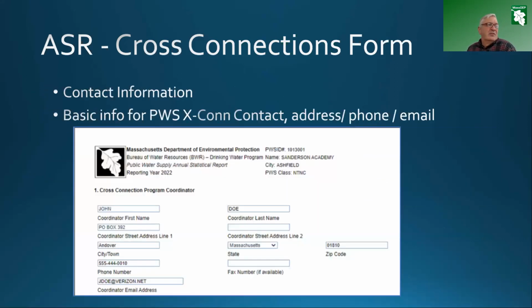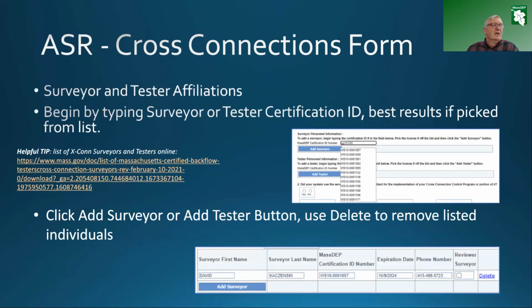So the form starts with general contact information: name, mailing address, phone number, email, pretty standard information. Then the surveyors and testers. The form asks for the surveyors and testers employed or affiliated with your system. The way to add them is to start typing their certification number, and those all now start with WS10 dash and then a number. So what I usually do when I'm testing the form out, I type in WS10 dash, and then I highly recommend picking the number off the drop-down list. It seems to work better than trying to type out the number yourself.